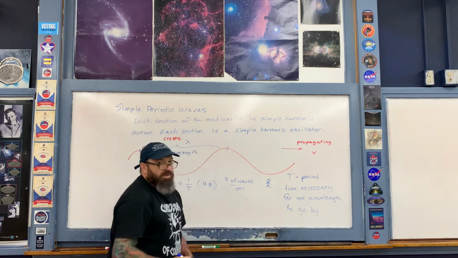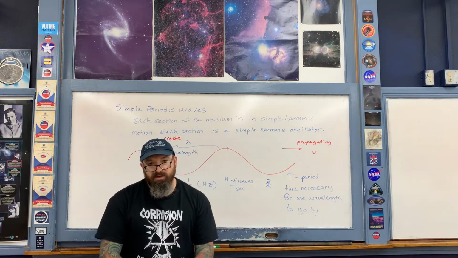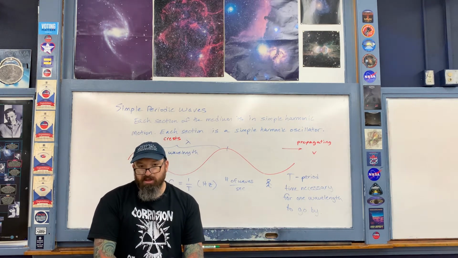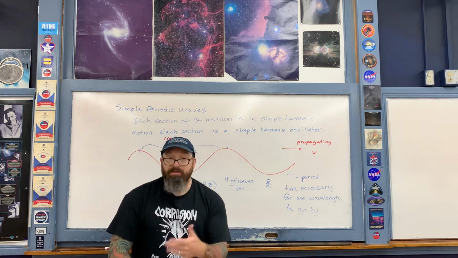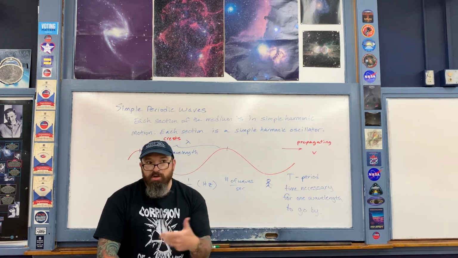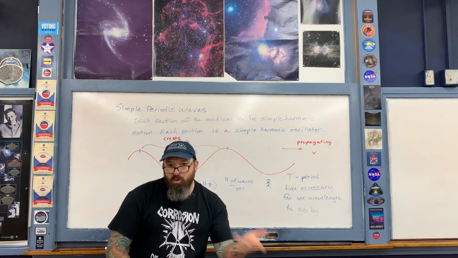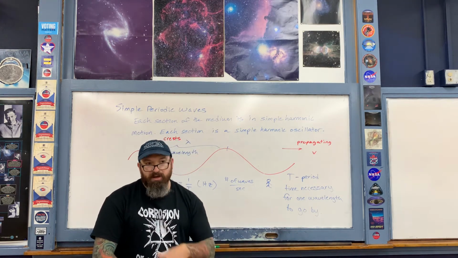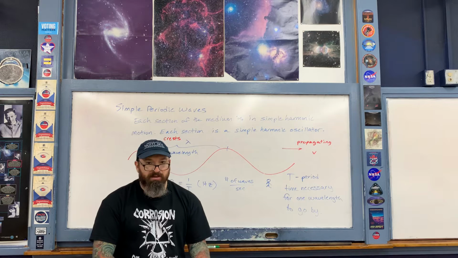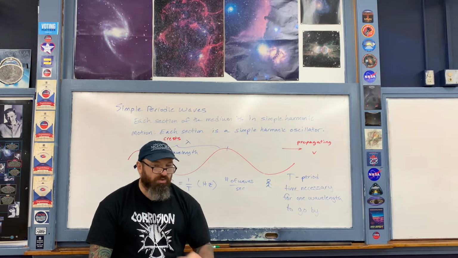So recall how the two quantities, period and frequency, are related to each other. For example, let's say that the frequency is 1 hertz. So then therefore 1 wave goes by per second. Therefore, what's the period, the time necessary for 1 wave to go by? Just 1 second.